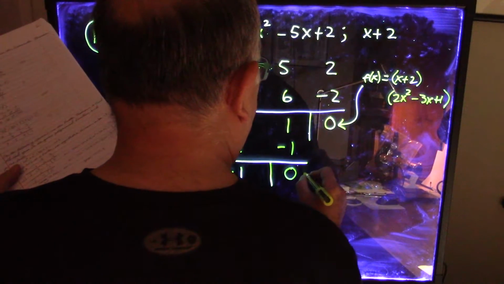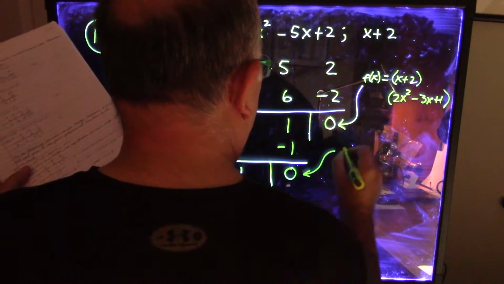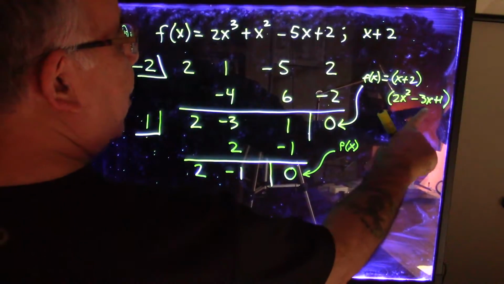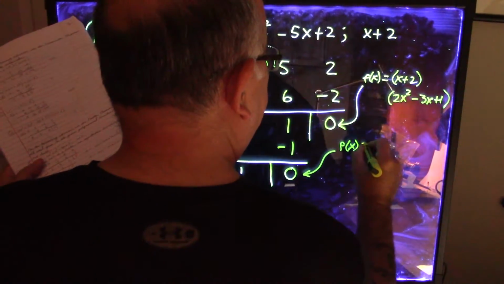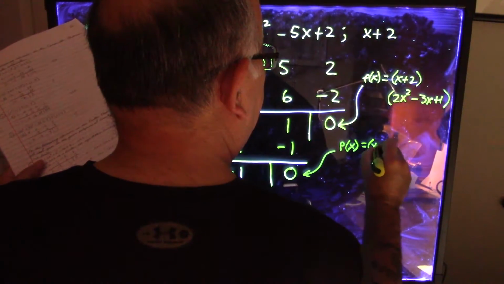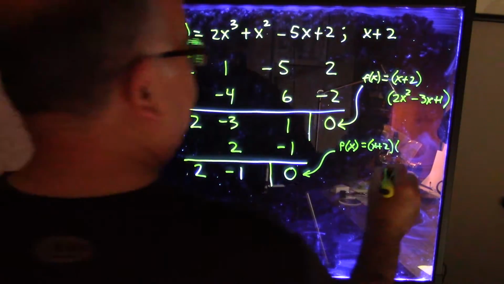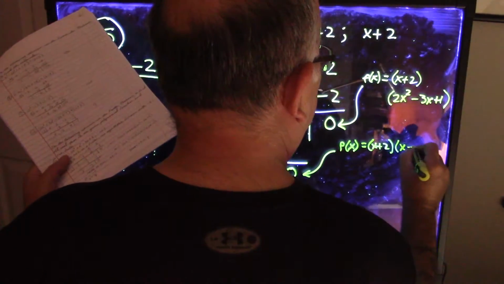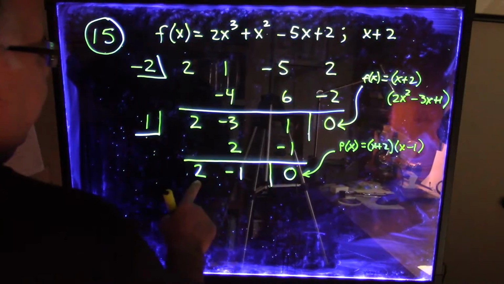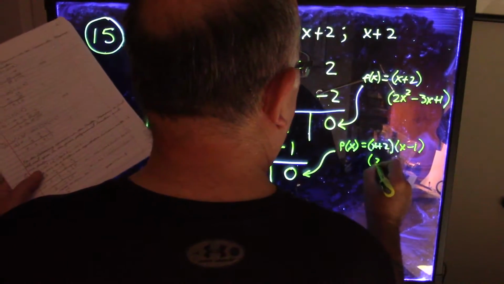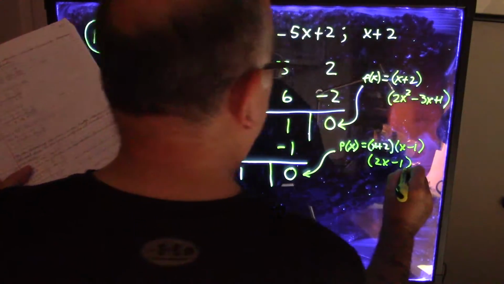So this line right here means that f of x, what I've done is basically I've factored this quadratic. So f of x is now equal to x plus 2 times x minus 1, and here, that stands for 2x minus 1.